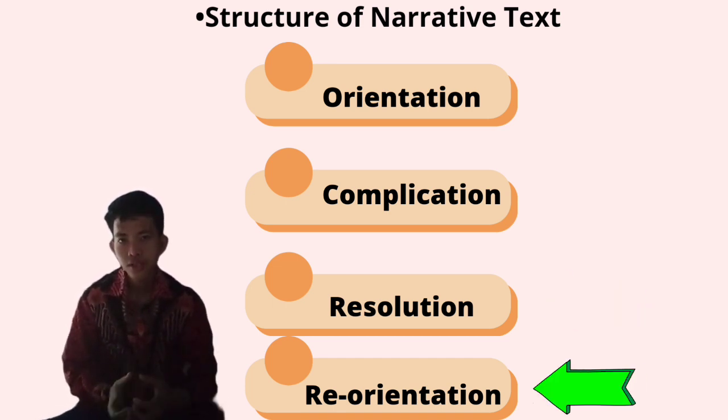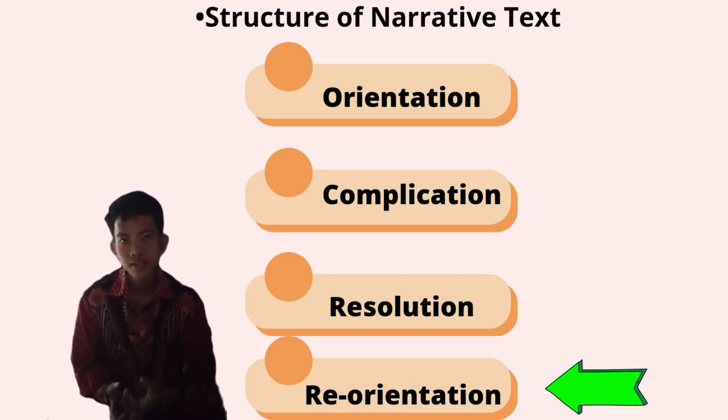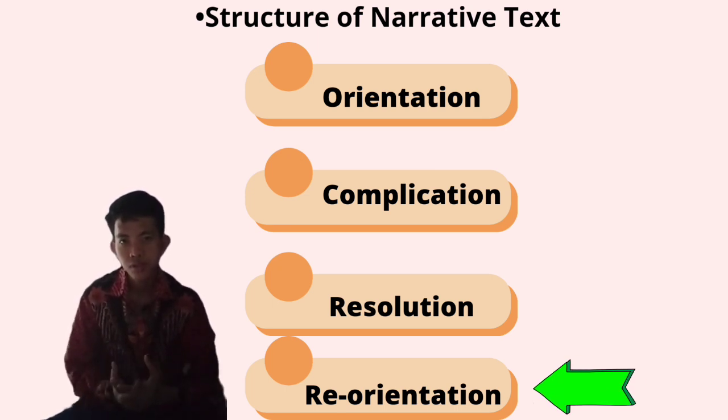And the last is reorientation. It contains the ending condition of the story, which includes character, place, and time. This section is optional; it can exist or not exist in the story.